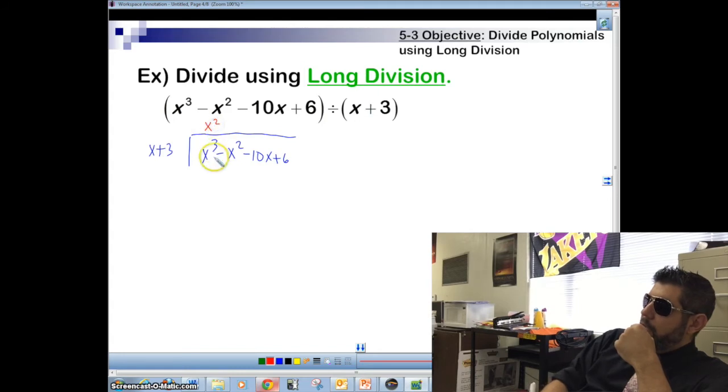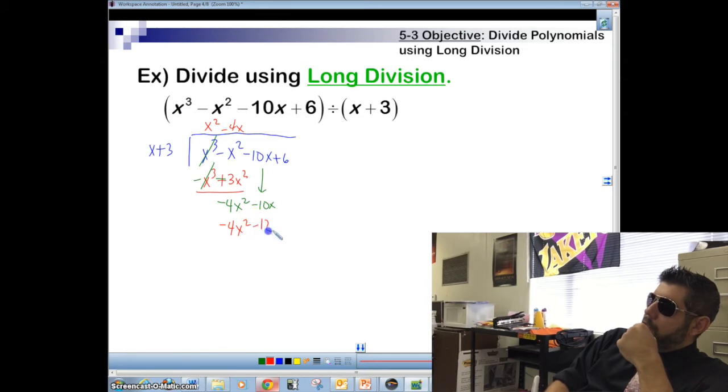We're going to say x squared, and then we distribute that in there. We get x cubed plus 3x squared. Change the sign, and we get negative 4x squared there. Bring down the 10x. So we need negative 4x here, that way we distribute and get negative 4x squared minus 12x. Change the sign. You're going to hear me say that a lot in this video. Change the sign, change the sign, change the sign.